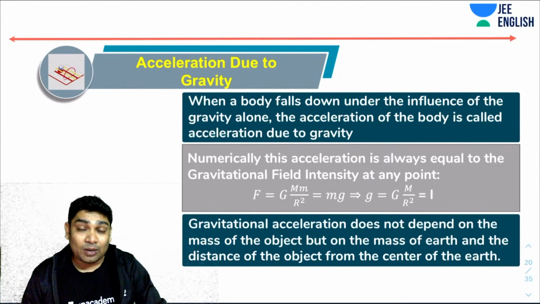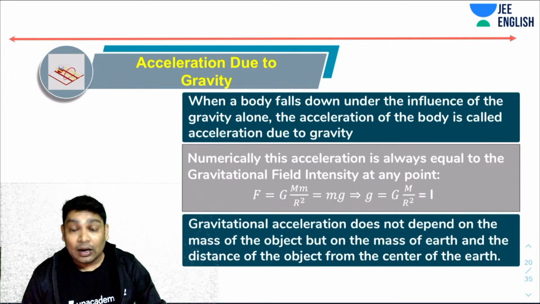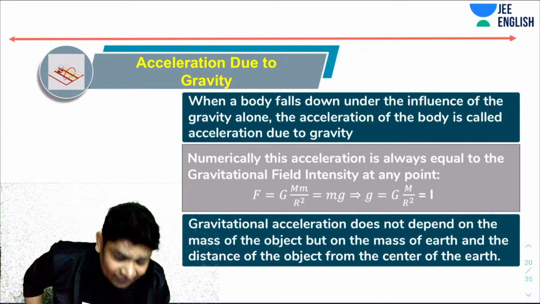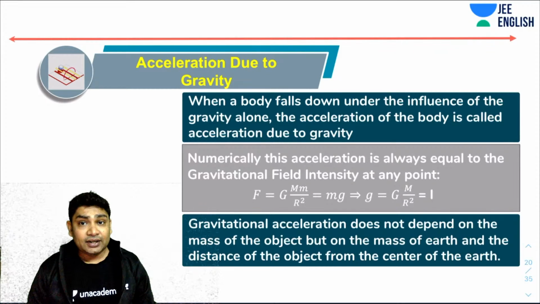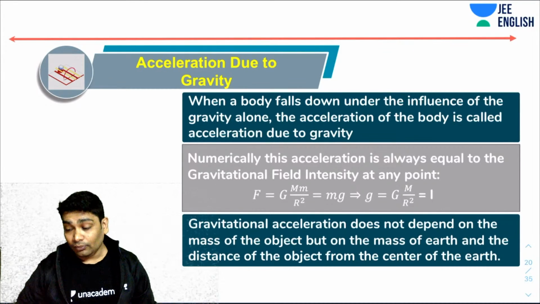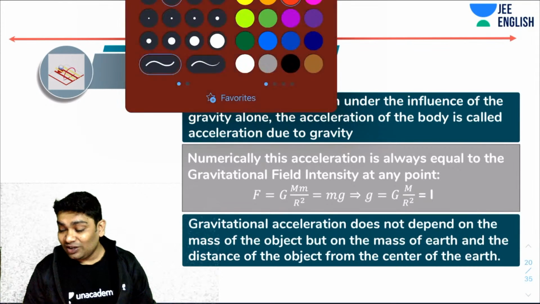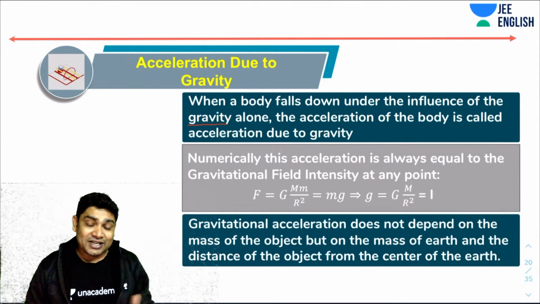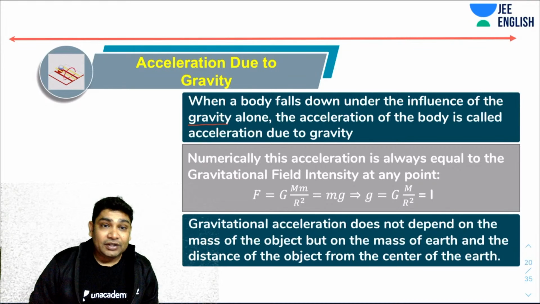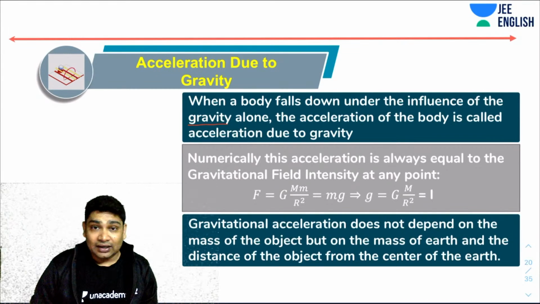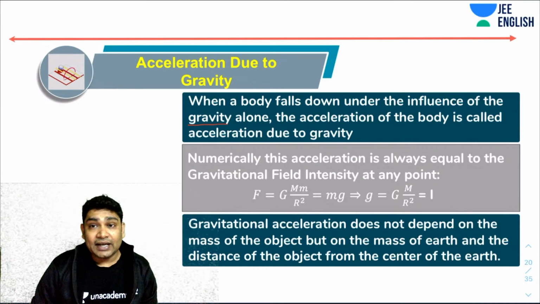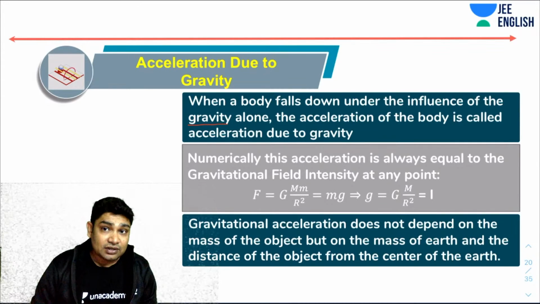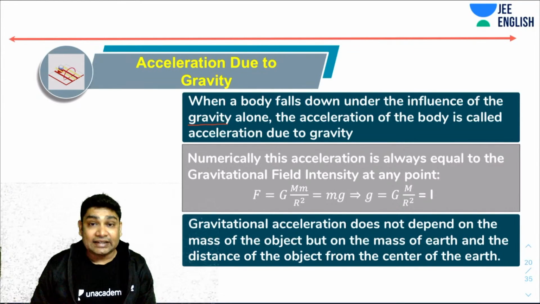Now let's quickly talk about acceleration due to gravity. What is acceleration due to gravity? What do we understand from acceleration due to gravity? So we know whenever a body falls under the influence of gravity alone, and I have repeated this time and time again, when I say gravity, gravity means the force of gravitation due to the earth. So whenever a body falls under the influence of gravity alone, the acceleration of the body is called the acceleration due to gravity. Now numerically, this acceleration is always equal to the gravitational field intensity at any point.